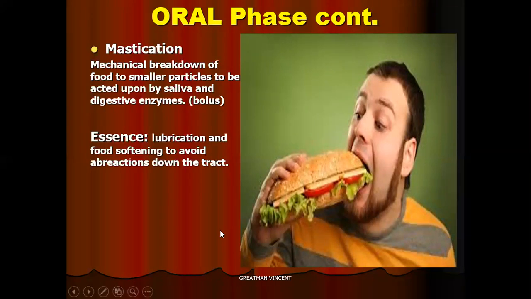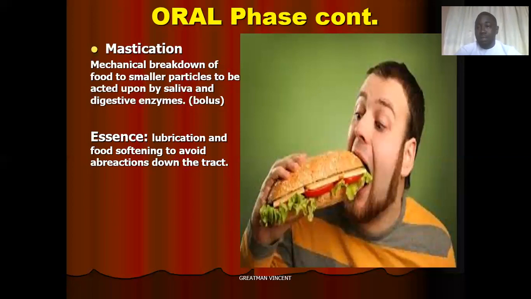So because of this, at the end of the day, you realize that with the oral phase, the reason why we need to break down food is that we want lubrication to take place, as well as the food being softened, so that it can go through the gastrointestinal tract without triggering any form of abrasions. Of course, at the end of the day, saliva comes in, digestive enzymes also come in. Food is being moistened, it is being softened, it is well lubricated so that when it is going through the tract, it does not cause any harm.